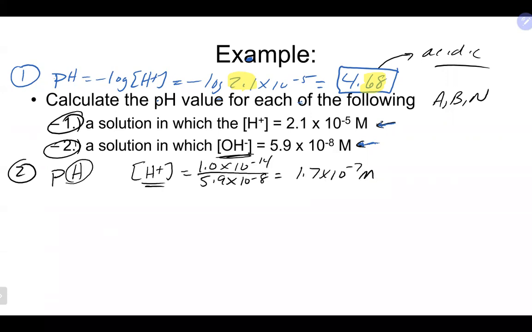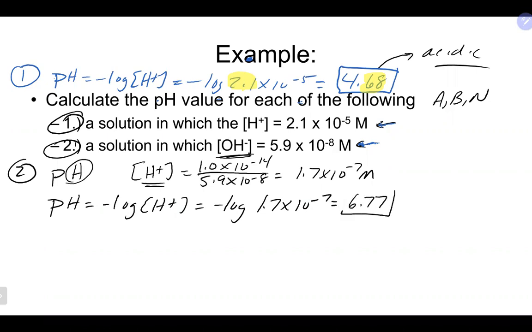Now that we do have the H plus concentration, we can put it into our pH, which is minus the log of the H plus. That gets you minus the log of 1.7 times 10 to the minus 7. Little log action there: 6.77, which means this solution is slightly acidic. So remember, 7 on the nose is neutral. Anything above it will be slightly basic. Anything below 7 will be slightly acidic in this case.